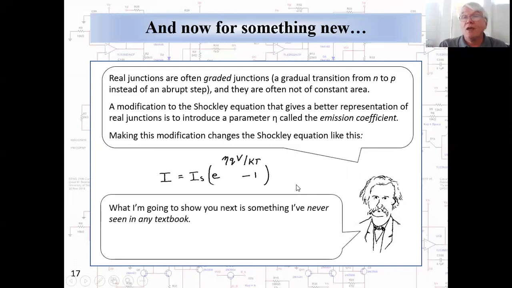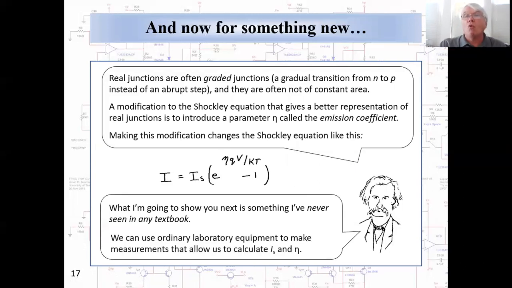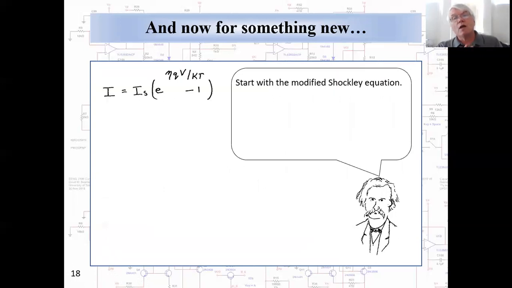What I'm going to show you now is something I've never seen in any textbook. We can use ordinary laboratory equipment to make measurements that allow us to calculate I sub S and eta for a given junction diode. Let's start with the modified Shockley equation.